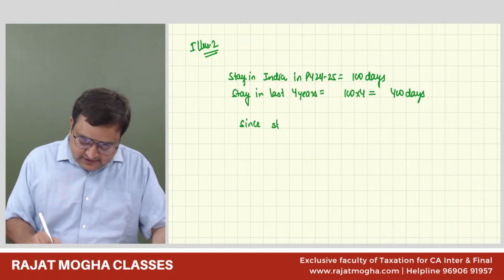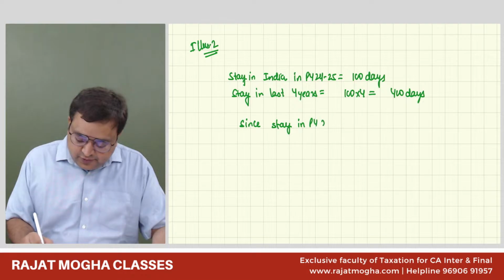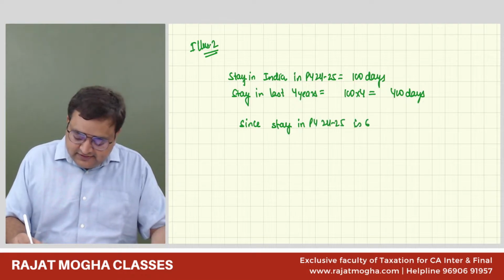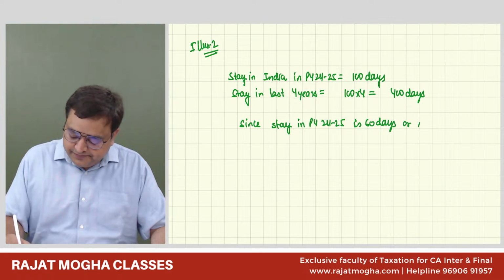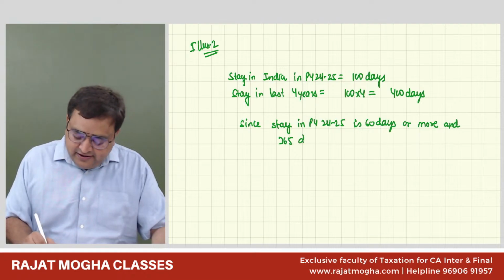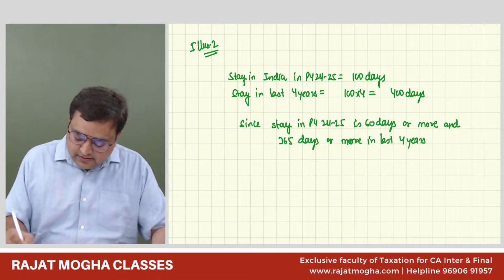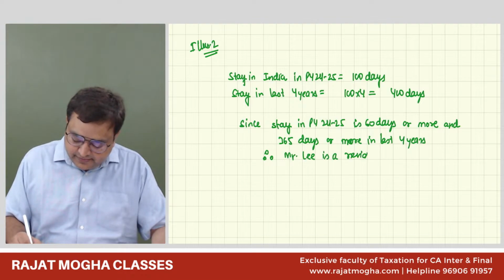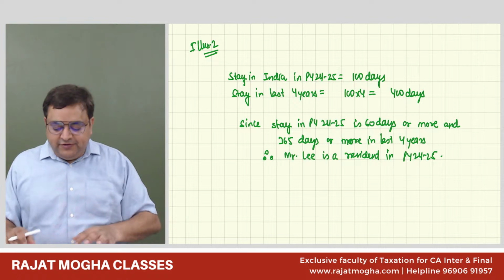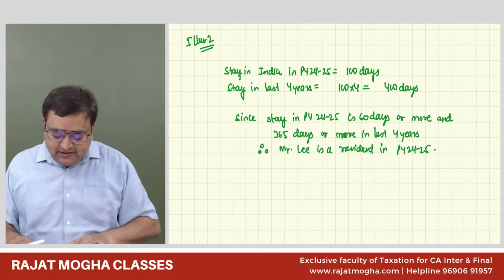since stay in previous year 24-25 is 60 days or more, and 365 days or more in last 4 years, therefore Mr. Bretley is a resident in previous year 24-25. So we should not stop over here. So this person is a resident.